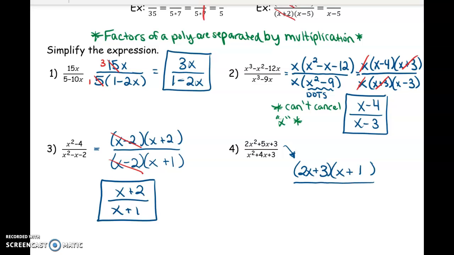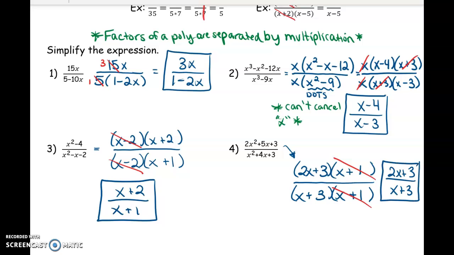Now I factor that numerator, right? And then in the denominator, I'm looking for two numbers that multiply to 3 and add to 1. So it's going to be 3 and 1. And then when I go to look for a common factor, I'll notice in the top and the bottom I have a common factor of x plus 1. So I can cancel that out. And then my final answer, my simplified form, would be 2x plus 3 over x plus 3.